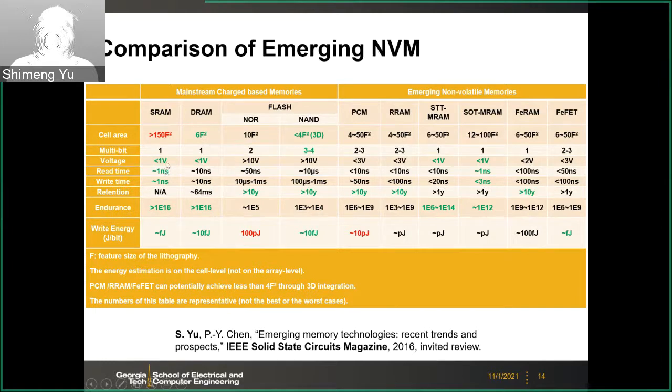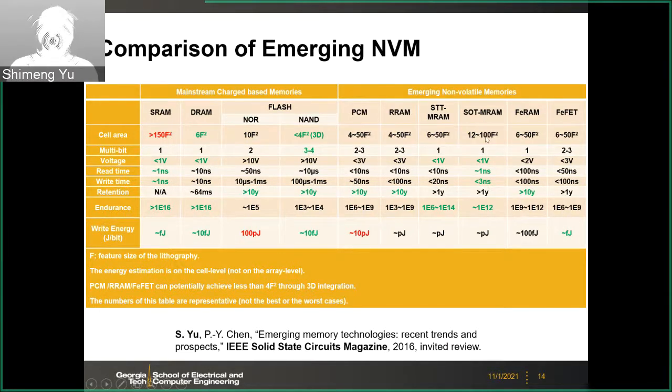So here the green numbers mean good attributes. This is what you want. And the red ones are really bad attributes. Of course, SRAM is large in the cell area, but speed is really fast and very hard to compete with SRAM in terms of speed. If you need the speed, then none of those emergent non-volatile memories can compete with SRAM.